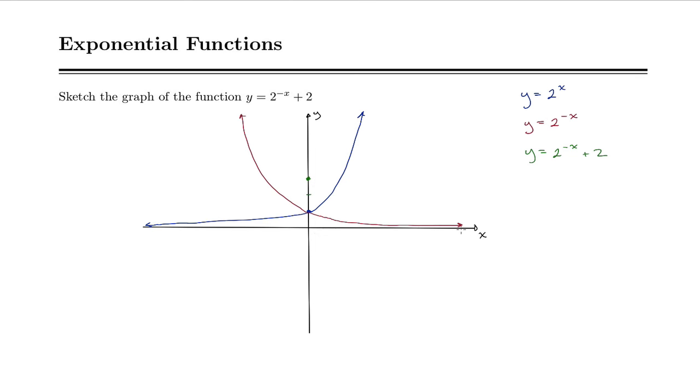And of course, the asymptote was at y equals 0, so that also needs to shift up. So our asymptote is now up at y equals 2. Okay, and then come down, and we grow. So that green curve is the graph of our function, y equals 2 to the negative x plus 2.